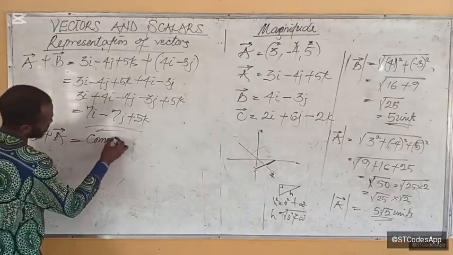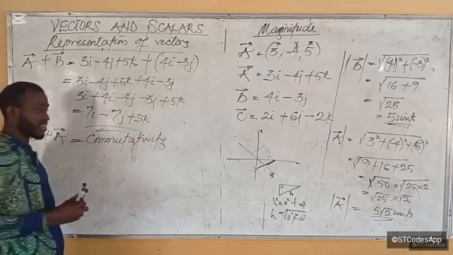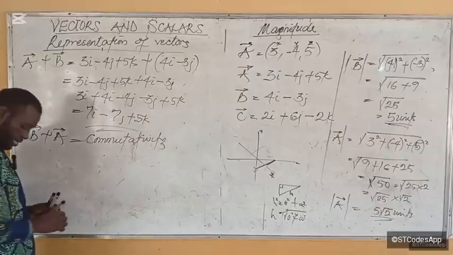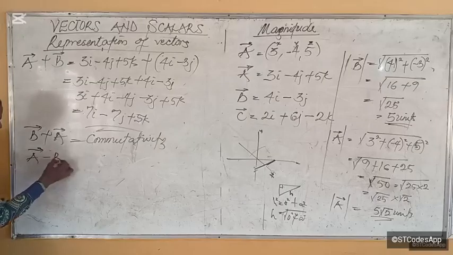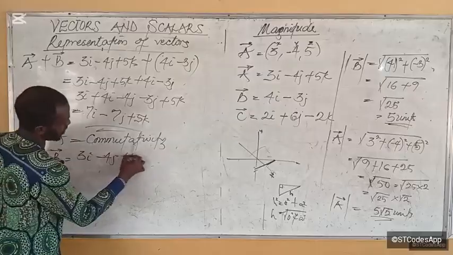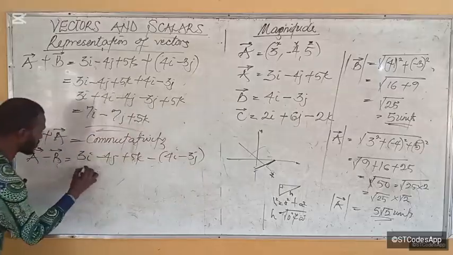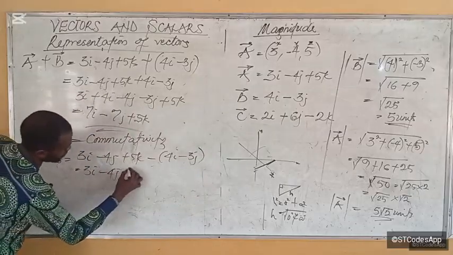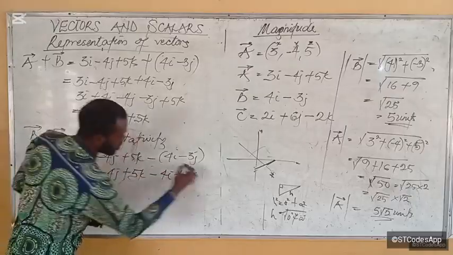Since we are getting the same value, it means that vector A plus vector B is the same as vector B plus vector A. And that principle is known as commutativity. That is, they are commutative over addition. You can add up two vectors in alternate directions and you get the same value. That's commutativity of vectors.